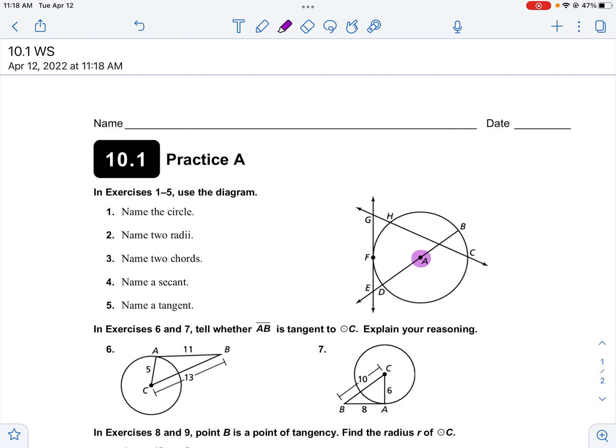All right, we need to name the circle. Well, we always do that by just naming it after the center point. So this is circle A.